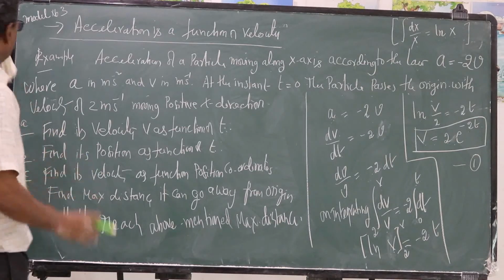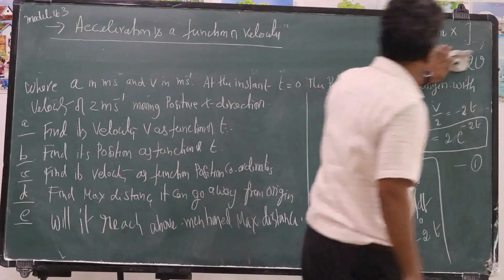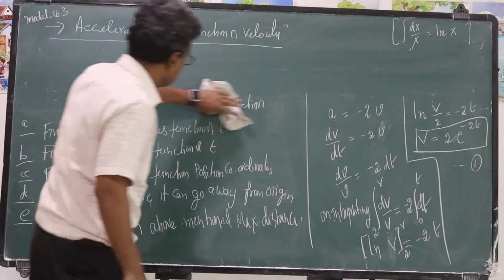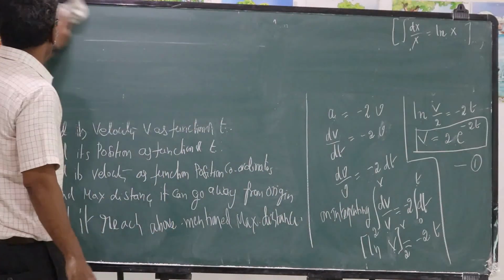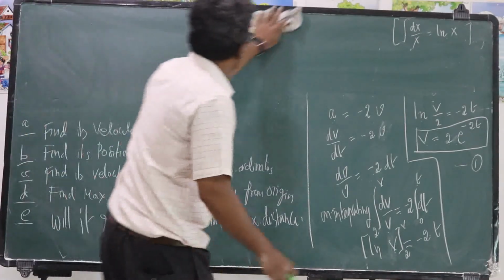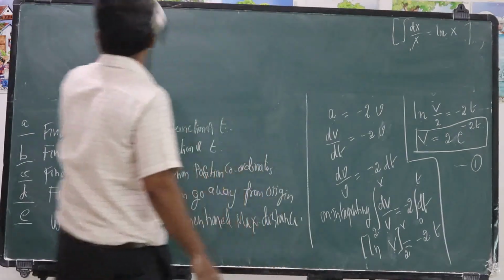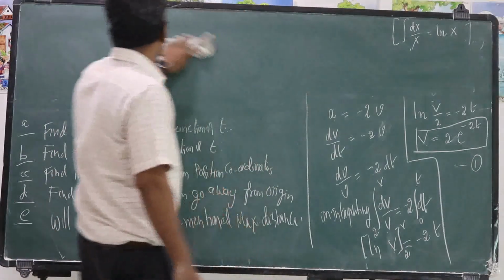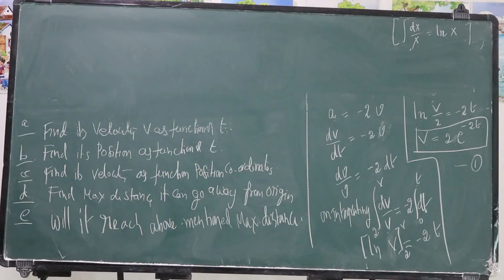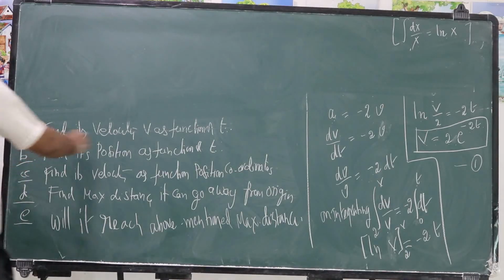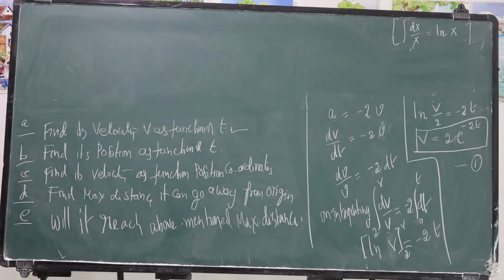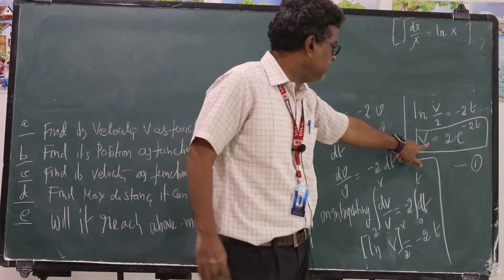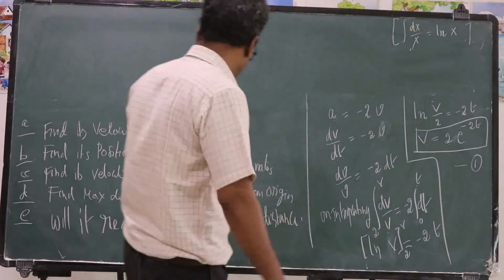Second one, so I am using this space. I need this space. This is the last problem today, I want to finish this one. Okay, first one is over. Second one, find its position as a function of t. Once we got velocity, I want its position as a function of t.